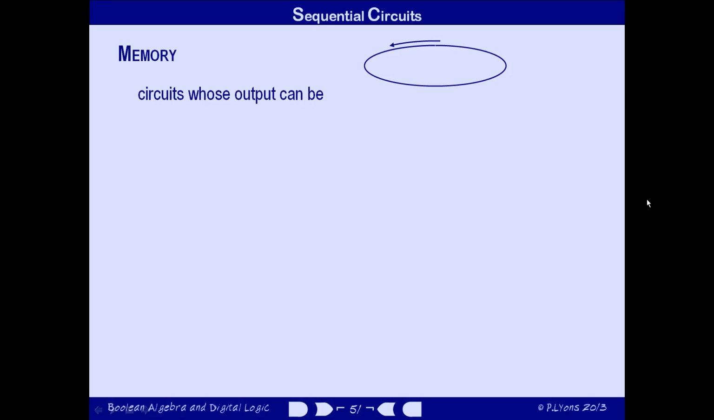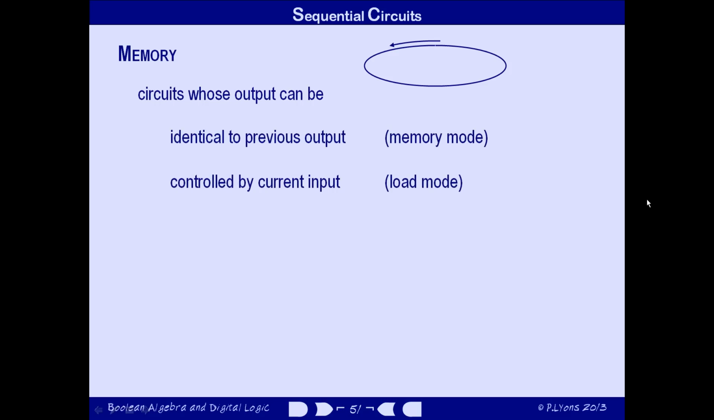The more complex practical designs have two modes: a memory mode in which data is remembered and can be read, and a load mode in which a new data value can be stored in the device, where it will stay until it is overwritten.